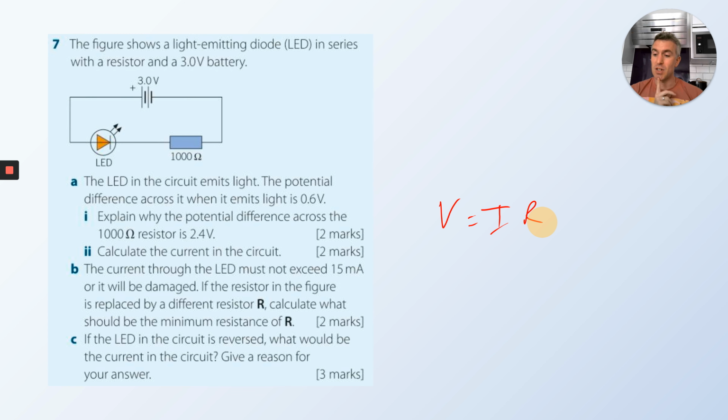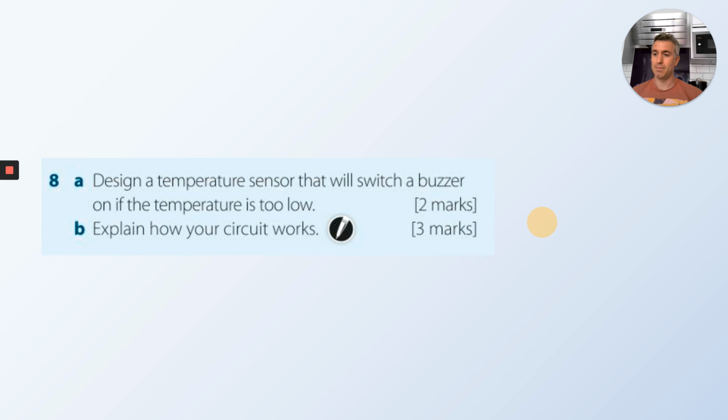If the LED in the circuit is reversed, what would the current be? Give a reason. That's really quite simple. There's 3 marks. Nice. Design a temperature sensor that will switch a buzzer on if the temperature is too low. Explain how your circuit will work. I think the symbol for a buzzer is like this, and if not, that'll work for now anyway. And explain how your circuit works.